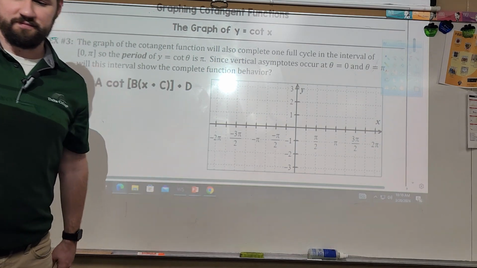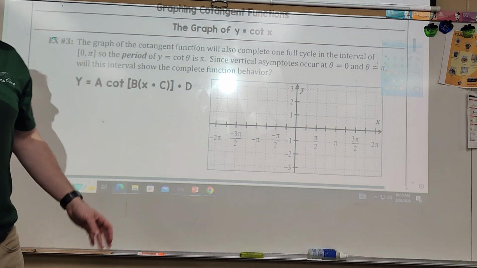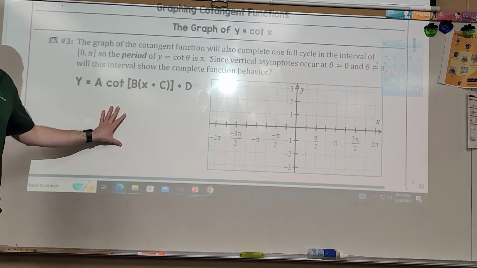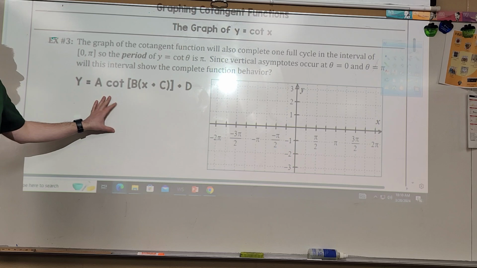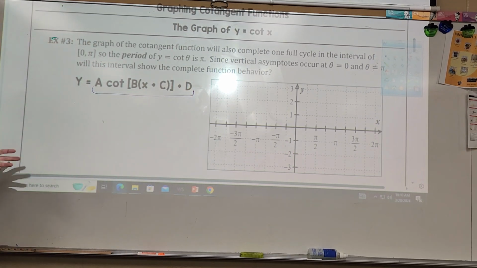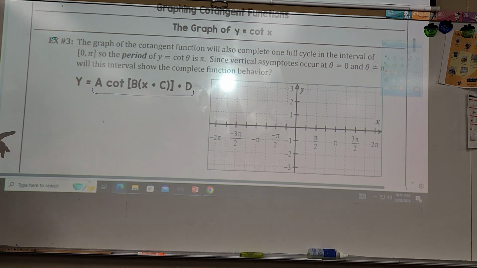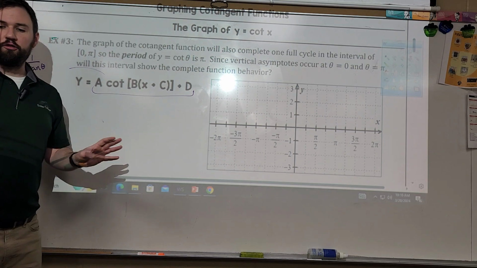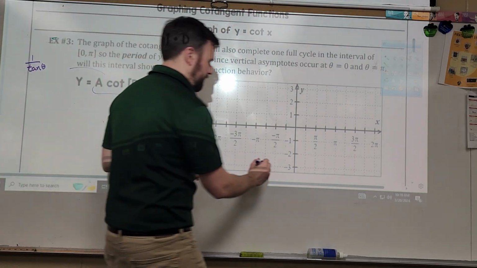All right, so we are looking at cotangent. Now, cotangent is a lot like tangent. Have we seen this equation before? Yes. Some things I need to keep in mind, though. Cotangent is 1 over tangent, right? Keep that in mind. It's going to come up a lot. It's 1 over tangent. I want you to think about this.